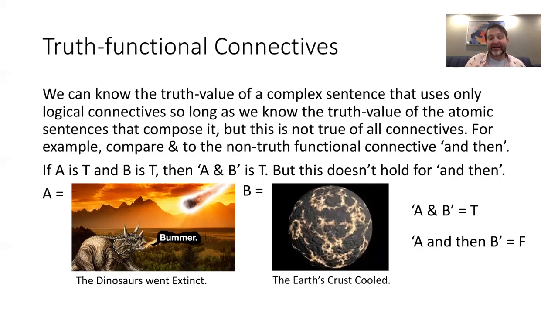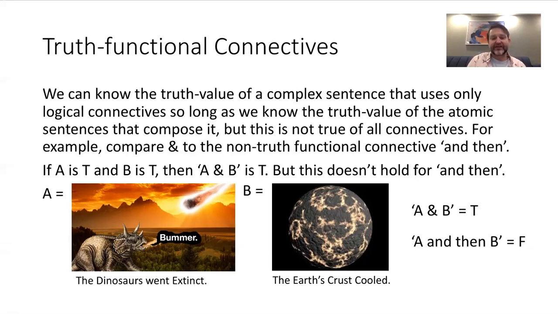However, we can't make that same assumption for A and then B. So "and then" doesn't have this feature. A and then B is false, because the Earth's crust cooled before the dinosaurs went extinct. So "and then" is not a truth functional connective. We can't determine the truth value of a sentence used with the connective "and then" merely by knowing the truth value of the atomic sentences that make it up. We need to know something else. We need to know how those sentences relate to each other in the temporal sense, which one came first. So truth functional connectives are very important.